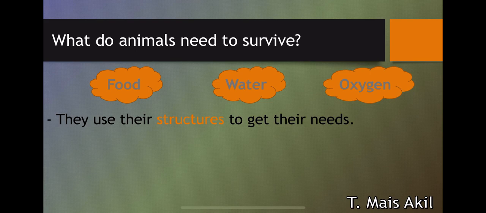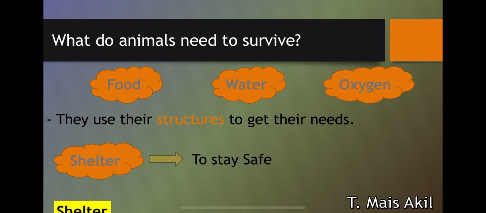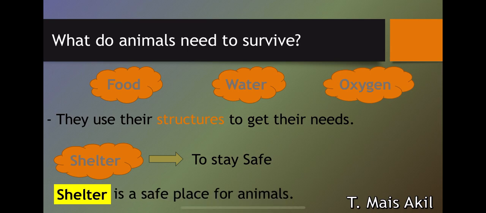And actually, the animals need something else to stay safe and survive. Do you know what it is? Yes, the shelter. Why do they need shelters? Yes, to stay safe. So a shelter is a safe place for animals or for living things.